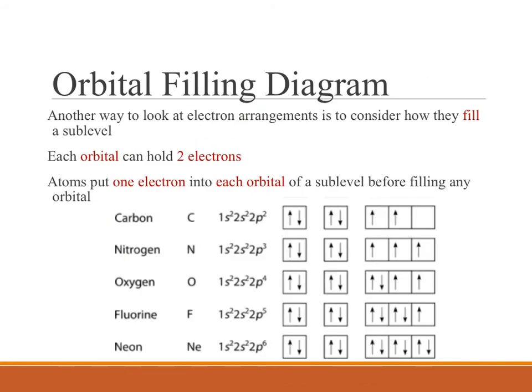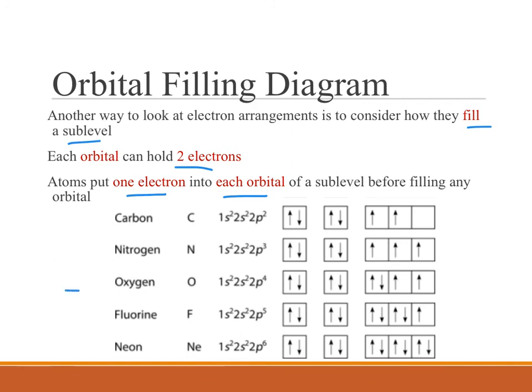Another way that we sometimes talk about the electrons in an atom is to do an orbital filling diagram. And so we're thinking about how they fill up the sublevel. Each orbital in the sublevel, remember, can hold 2 electrons, and atoms put 1 electron into each orbital all the way across the sublevel before they start doubling up. Because remember, electrons have a negative charge. They want to be as far away from each other as possible.